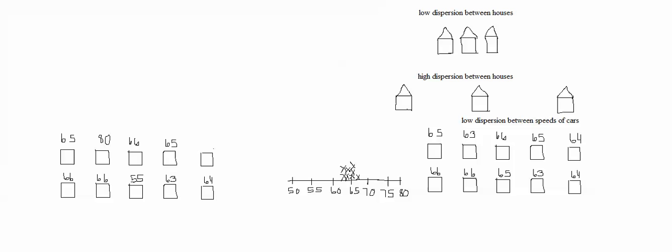Maybe one car is even going 90 miles per hour. And one car is going very slowly at 40 miles per hour, which would be slow for driving on a freeway. We now have an example of 10 cars that have a higher amount of dispersion between their speeds. The speeds are now further apart from each other, so this would be a higher amount of dispersion between the speeds of the cars.